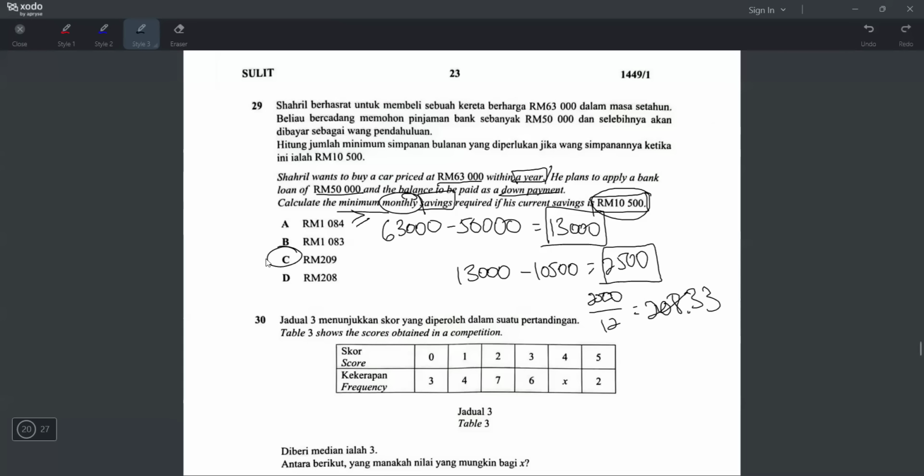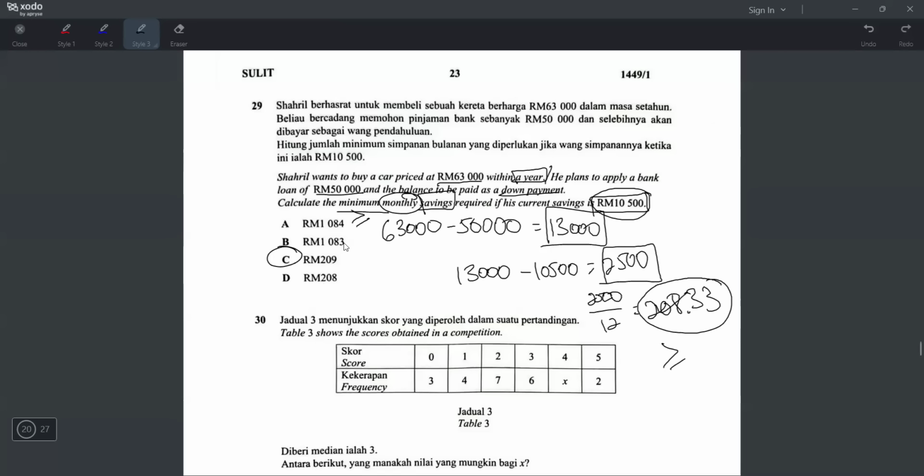You have to bulat C. Because minimum means sekurang-kurangnya dia kena save berapa. So you have to choose jawapan yang bigger or equals 208.33. Kenapa 208 tak boleh? Sebab 208 tak cukup 208.33. Because I told you minimum means you kena pilih jawapan yang bigger equals. So if you bulat 208 salah. Because 208 is not bigger than 208.33. So 208 tu tak cukup sebenarnya.